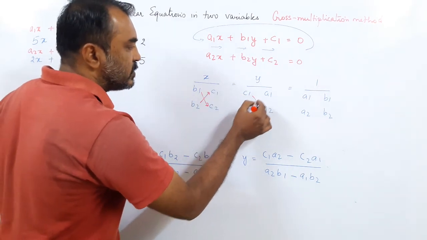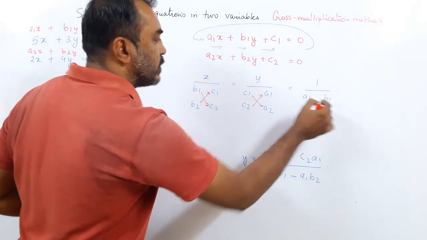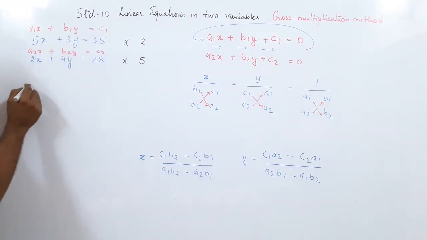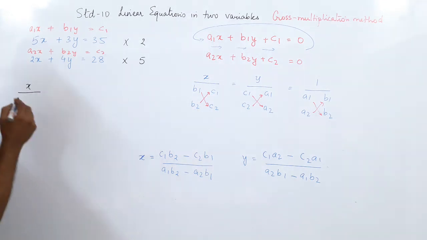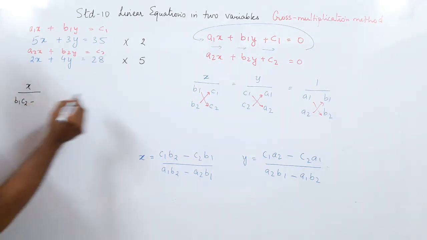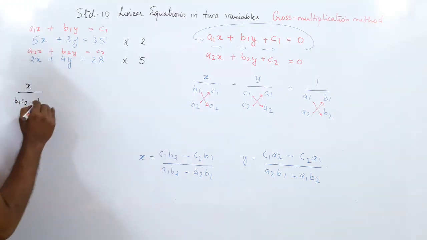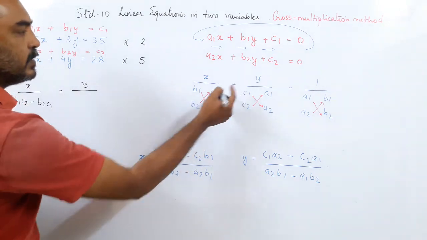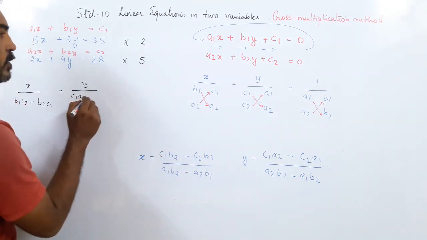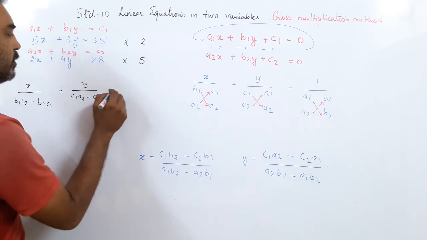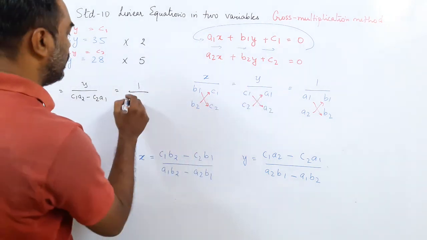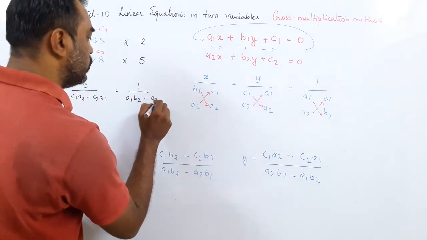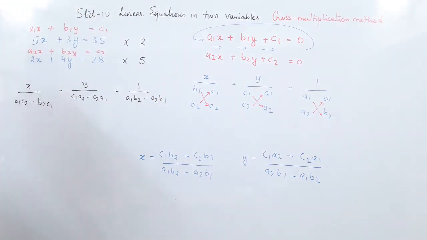You multiply this first and subtract. So if you do that, what will you get? You can check out what you get. x upon b1 c2 minus b2 c1 equal to y upon c1 a2 minus c2 a1 equal to 1 upon a1 b2 minus a2 b1. Got this?